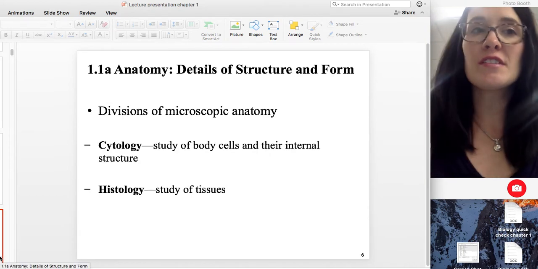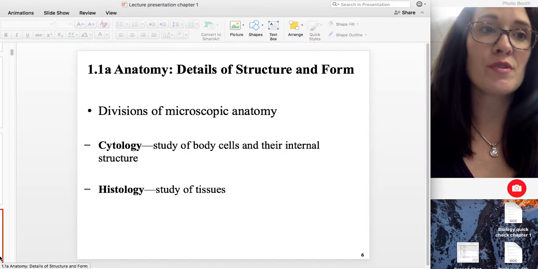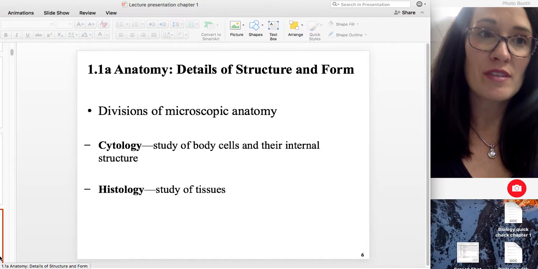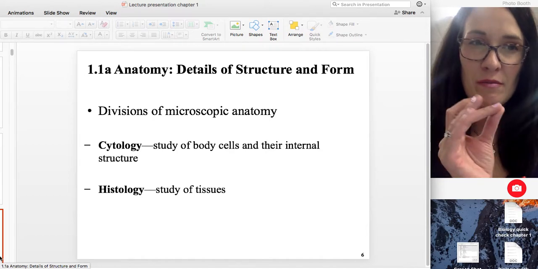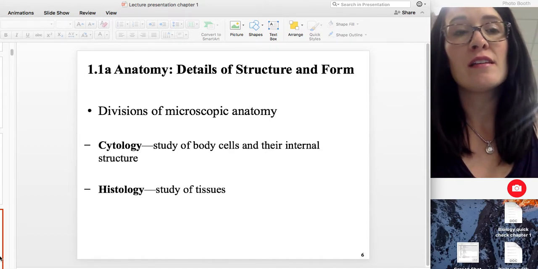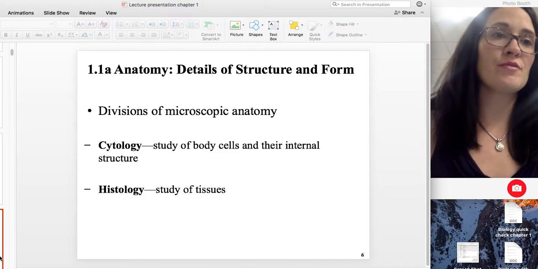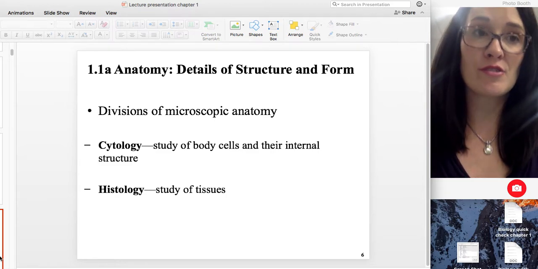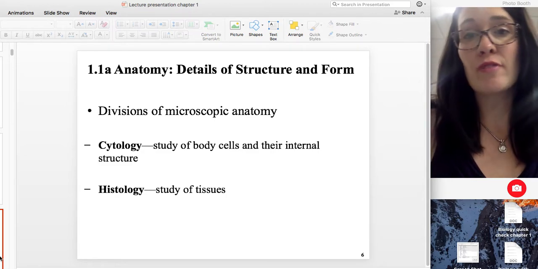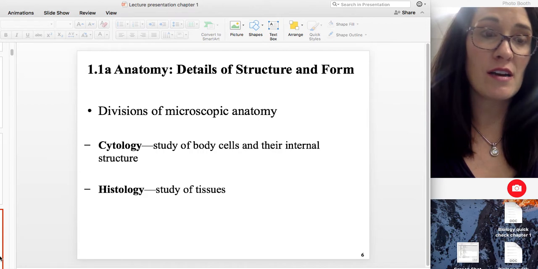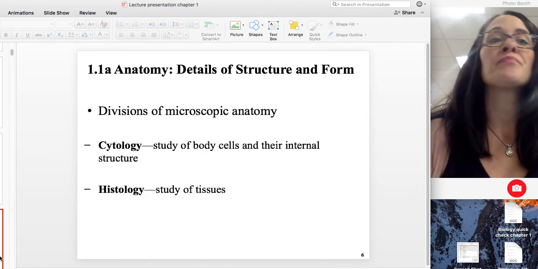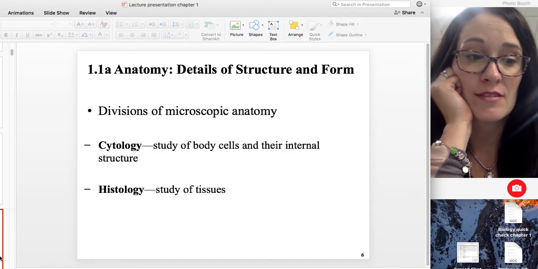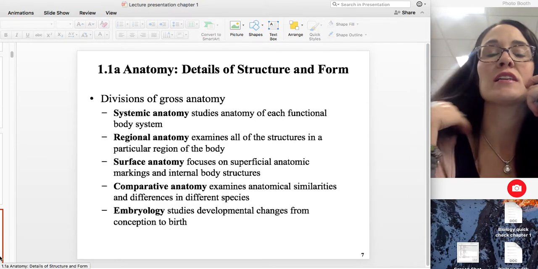So there are divisions of microscopic anatomy. Cytology is the study of cells and the internal structures of those cells, which gets very detailed, very microscopic. And then histology, a little bit broader, is the study of tissues, and there are four main tissue types, but many different tissue types within them. There are actually trained cytologists and histologists. That's what they do, they look at tissue underneath a microscope, for example, to see if somebody has cancer.